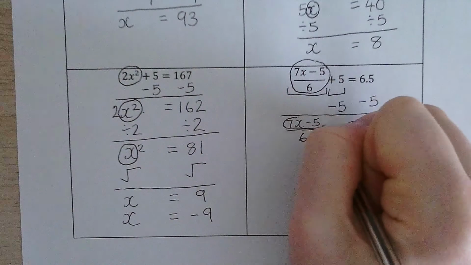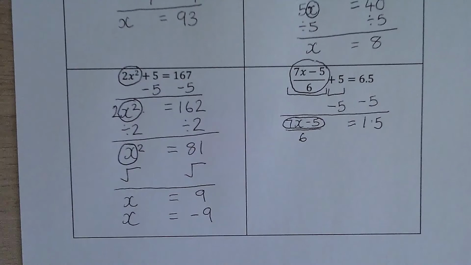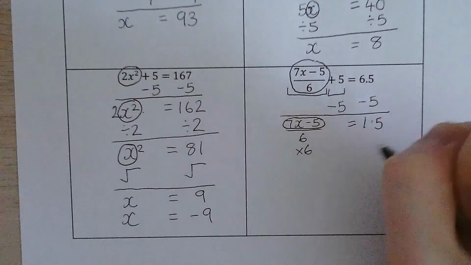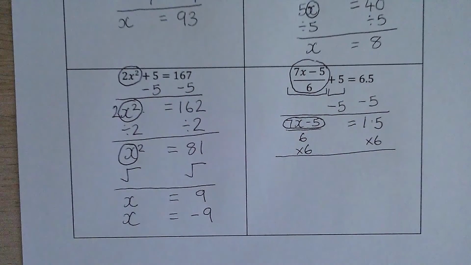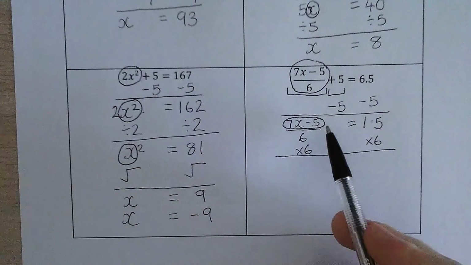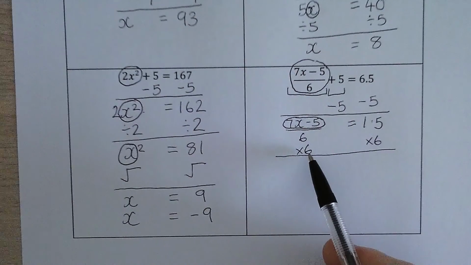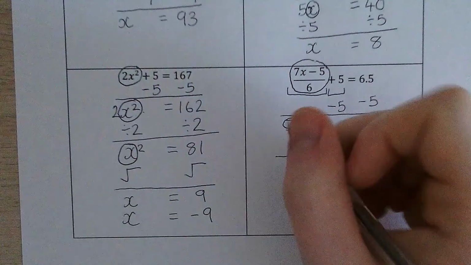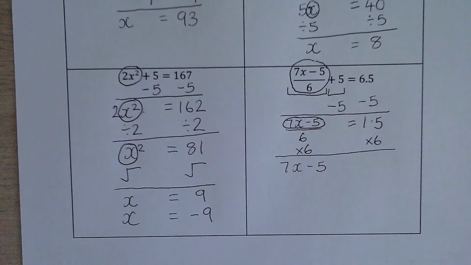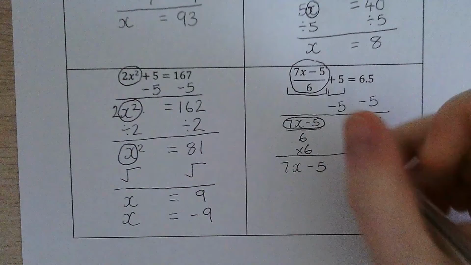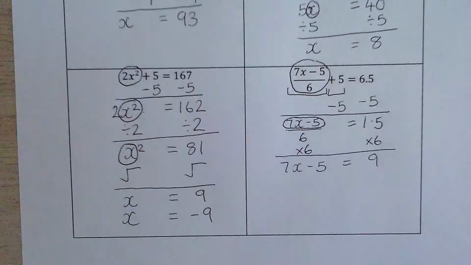So we're going to isolate the numerator, that's 7x minus 5, away from the divide by 6. To get rid of the divide by 6, we multiply both sides of the equation by 6. 7x take away 5, divide by 6 times by 6, well the 6 are going to cancel each other out, leaving us with 7x take away 5. 1.5 times 6 is equal to 9.